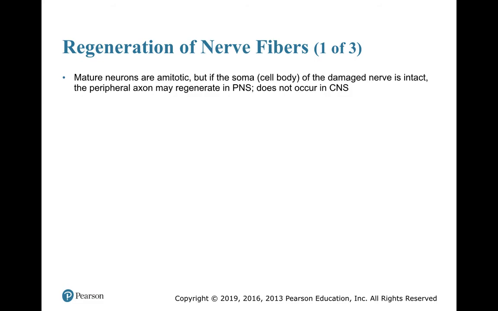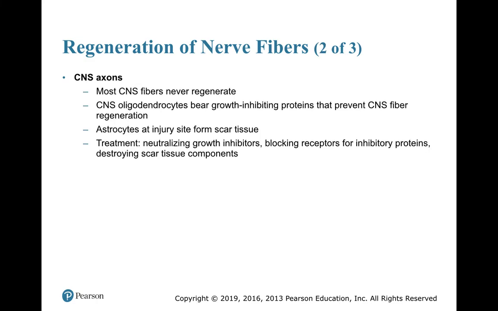Mature neurons are amitotic, but if the cell body of a damaged nerve is still intact, the peripheral axons can regenerate in the peripheral nervous system. This won't happen in the central nervous system, but in the peripheral nervous system, if you keep the cell body and damage the axon, it can be repaired. Most of the central nervous system fibers never regenerate. The oligodendrocytes have growth inhibiting proteins that prevent regeneration. Astrocytes are going to form scar tissue in the central nervous system.